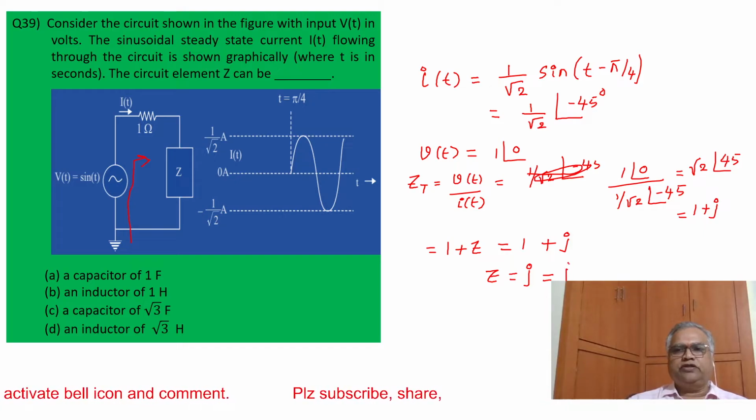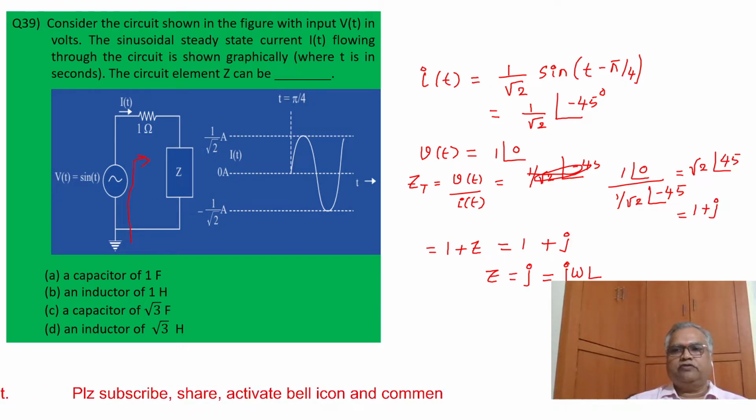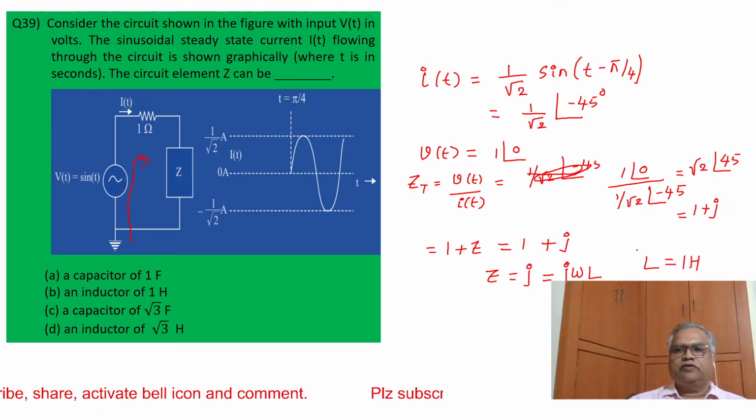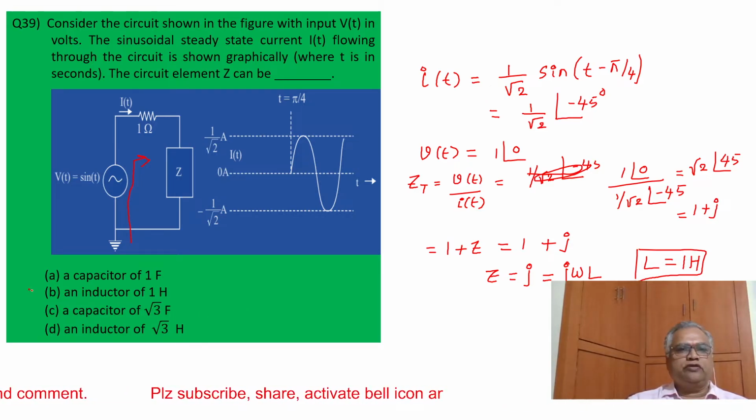If it is an inductor, it is j omega L. What is omega, the source frequency given? 1. So omega equal to 1. This is given. So this is 1, jL equal to j. If you solve, what L value do you get? 1. So L is 1 Henry. So an inductor of 1 Henry. This is correct.